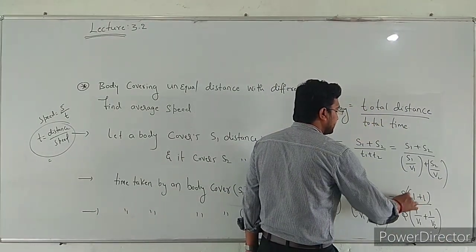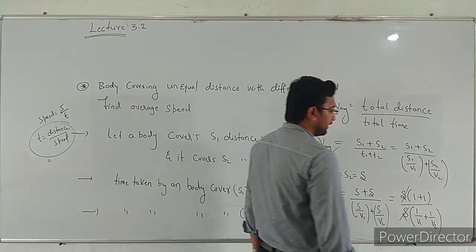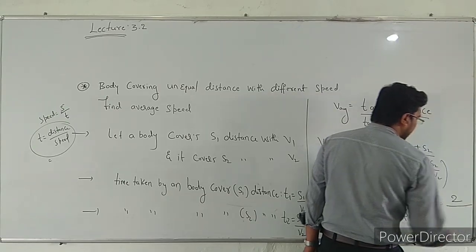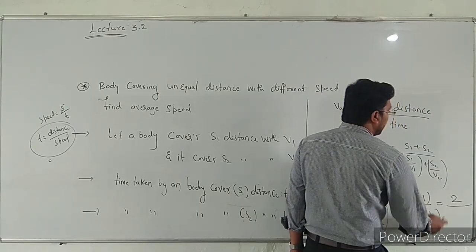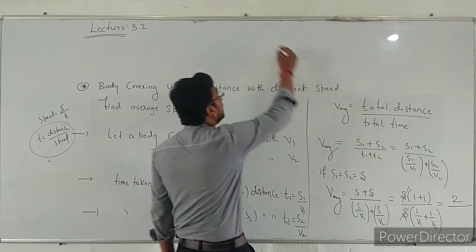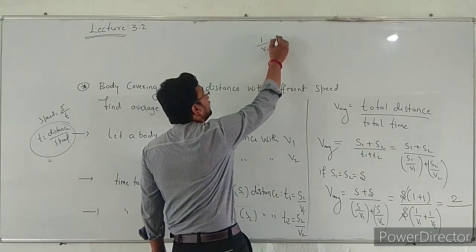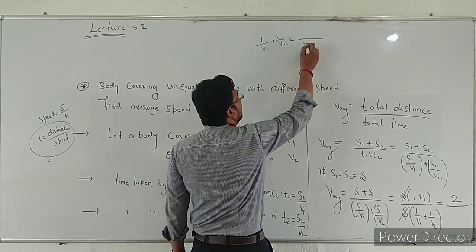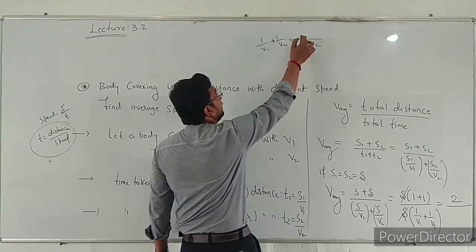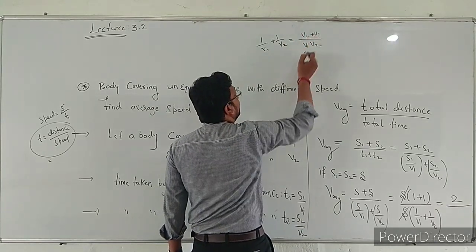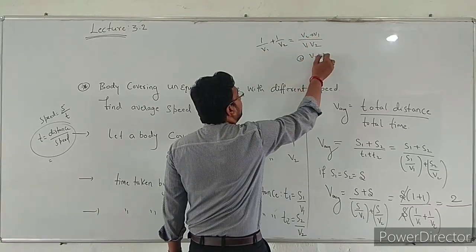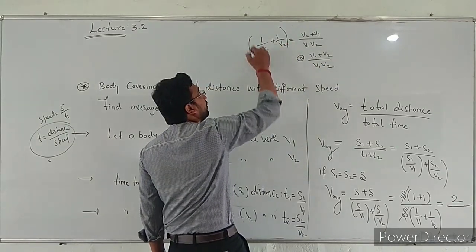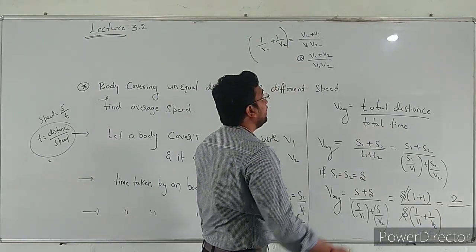So in this case the distance s gets cancelled. The remaining numerator is 1 plus 1, that is 2, divided by 1 by v1 plus 1 by v2. Right? So this is equal to, take the LCM here. The LCM value is v1 into v2, so 1 by v1 plus 1 by v2 is v2 plus v1, or v1 plus v2, divided by v1 into v2.